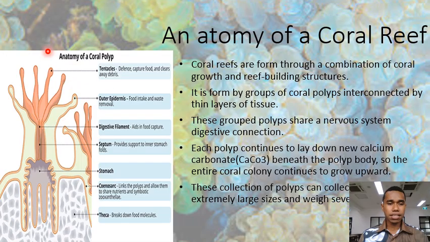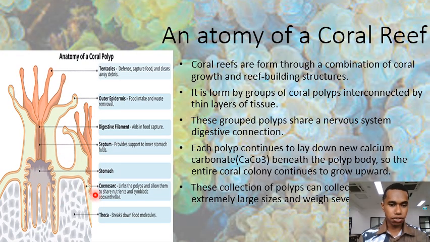So, looking at this diagram is the anatomy of a coral polyp, or the skeleton of a coral polyp. This is the tentacles, which help them to defend, capture food, and clear away debris. And over here is the outer epidermis, which functions as food intake and waste removal. And over here is the mouth or the digestive filament, which aids in food capture. And over here, what for us humans is the esophagus, in coral polyps is the septum, and it provides support to inner stomach folds. Over here is the stomach, where the digestion of its food takes place.